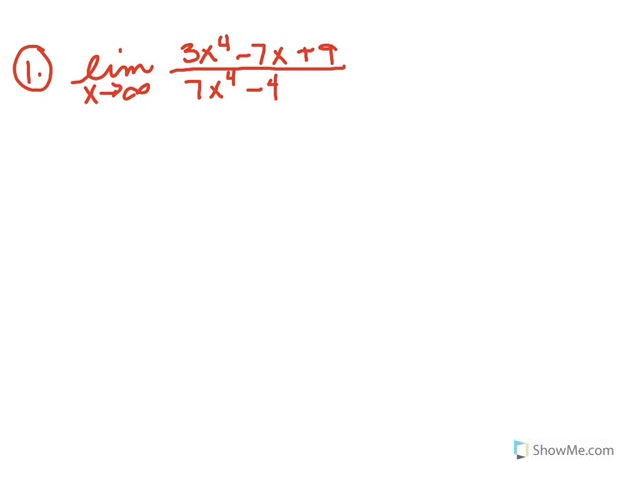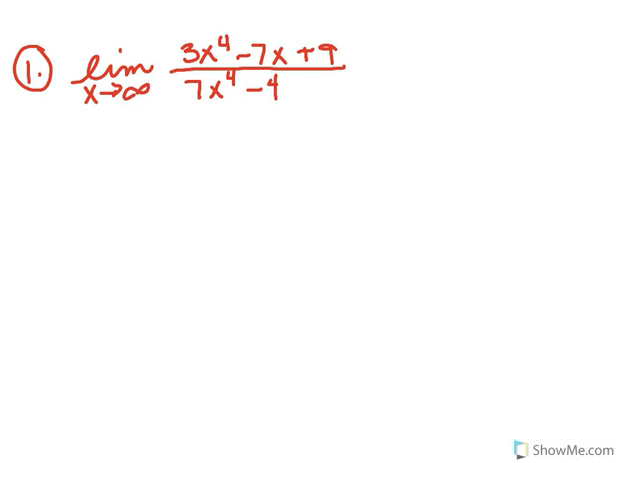So let's take a look at an example. This says that the limit as x approaches infinity of this rational function, 3x to the fourth power minus 7x plus 9, all divided by 7x to the fourth minus 4. Now, this may look kind of complicated, but there's a very short way of doing this.